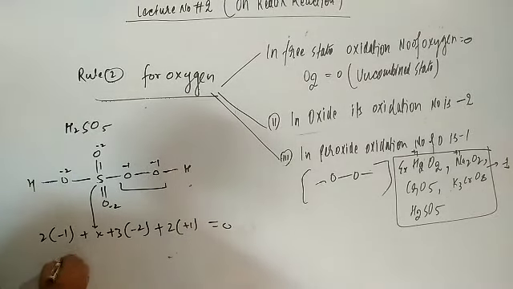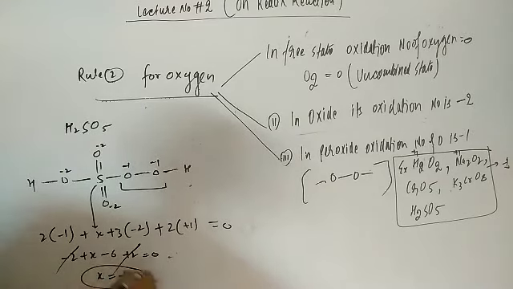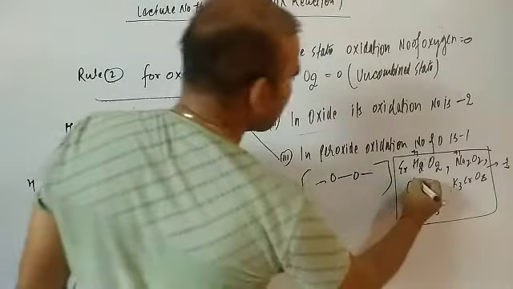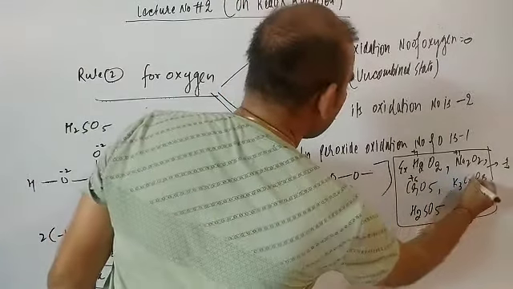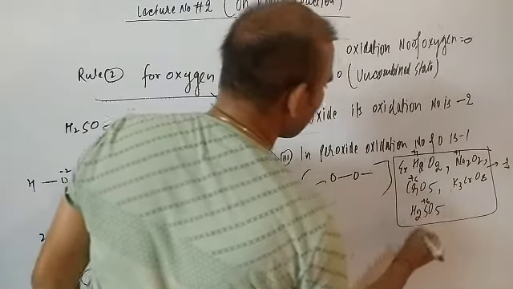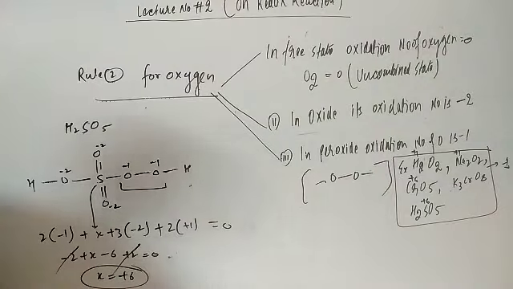So you solve it out. -2 plus X -6 and plus 2 equal to 0. So -2 plus 2 cancel out, X is equal to how much coming? Plus 6. So that we have to check, student, how many oxidation states are there and how many peroxide linkages are there.